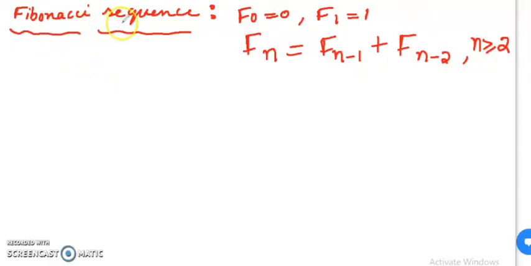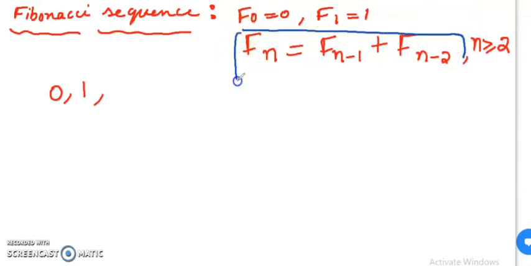So let me explain that. In the Fibonacci sequence, F_0 is 0, F_1 is 1. That is, the first number is 0, then the second number is 1. So the general term we can define like this: F_n = F_(n-1) + F_(n-2). That means if you take the nth term, it is the sum of the previous two terms. F_(n-1) denotes the previous term of F_n, and F_(n-2) is the term before that. So it is just adding two numbers to get the nth term. If you add the previous two terms, you get the nth term.